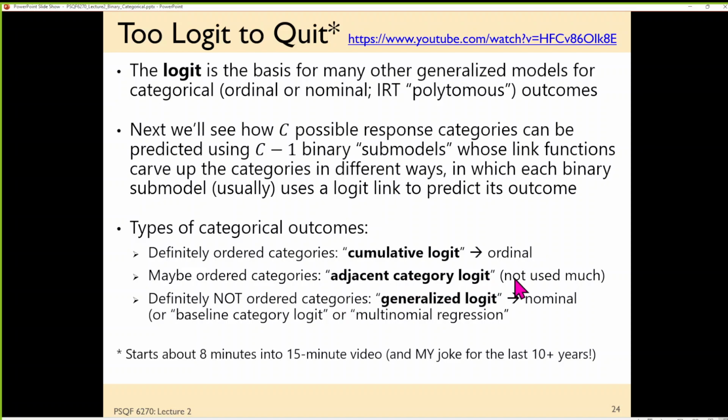This one, for every reason, is not used very much, even though to me it's the most intuitive. I don't know why that is, but it is what it is.